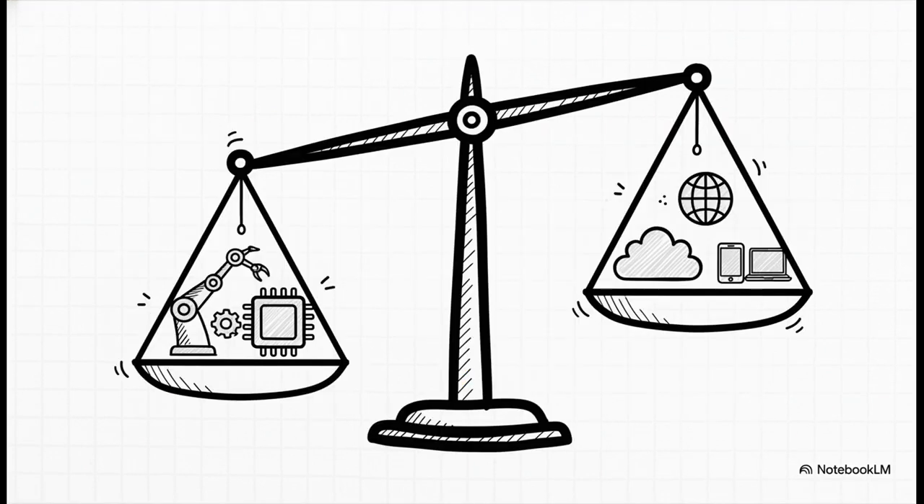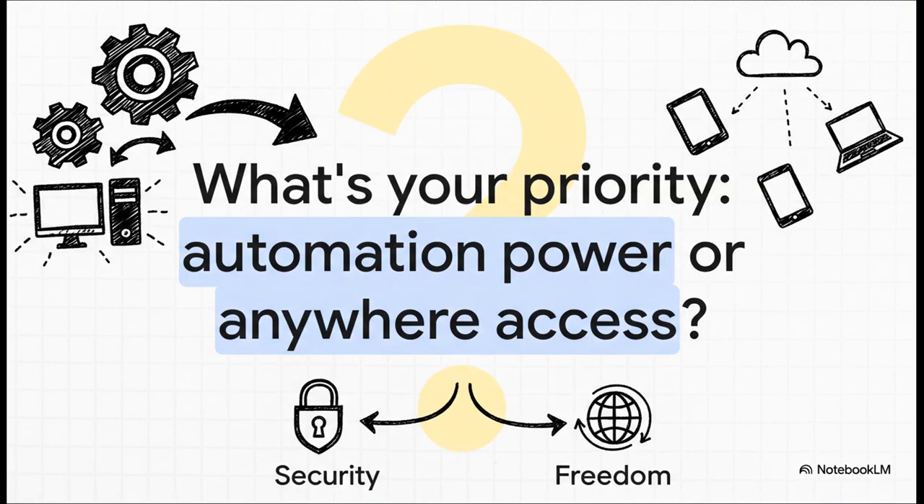So when you boil it all down, what's the big takeaway here? It's that you shouldn't be asking which one is better. That's the wrong question. The real question is which one was designed for the way you actually work. So that's the question I want to leave you with. What's your number one priority? Is it having that raw, heavy-duty automation power right there on your desktop? Or is it having the freedom, the security, and the flexibility to access everything from anywhere, on any device, through the cloud? Your answer to that question is going to tell you exactly which tool you need.